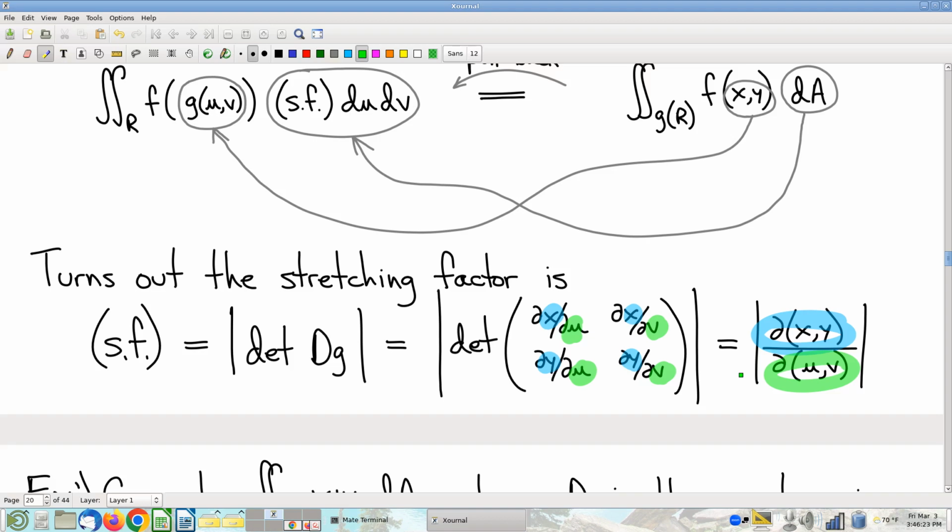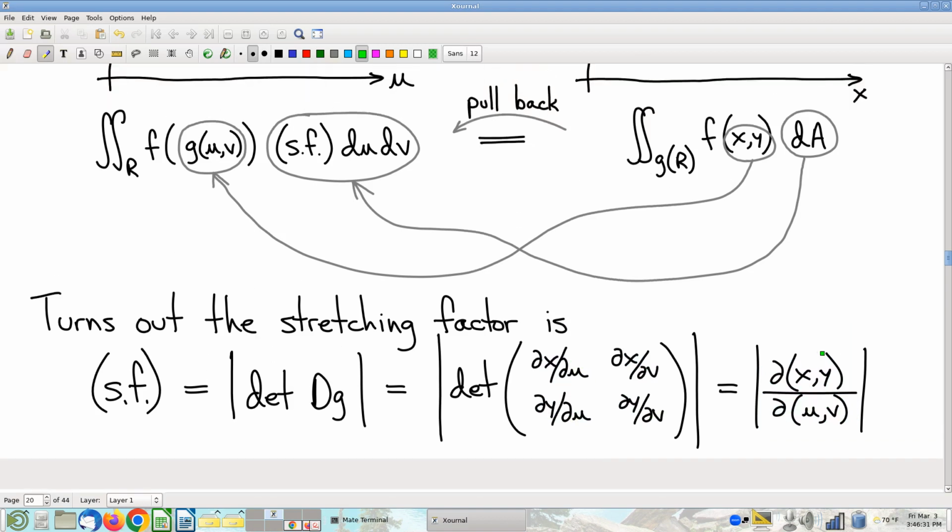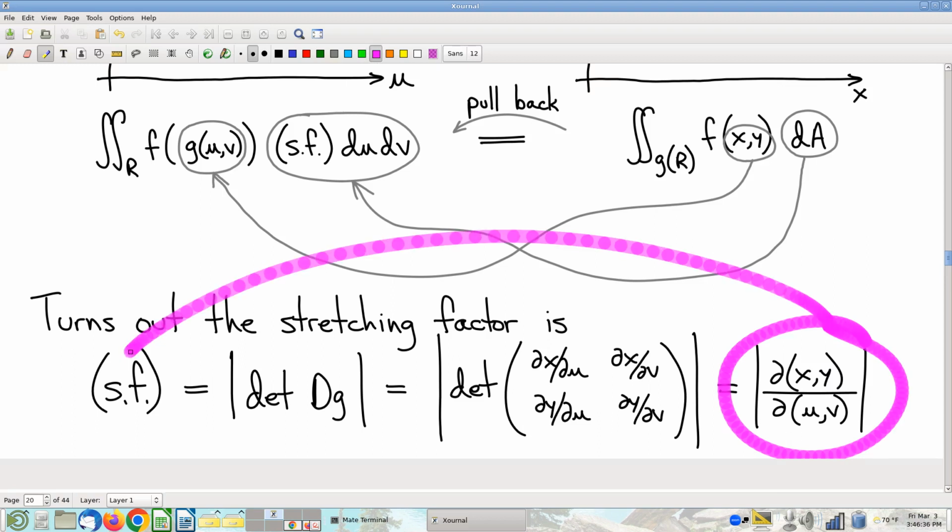Now here's something really nice about it, and this is one of the reasons that I really like this notation. If you were to take this notation for the stretching factor and stick it into there, look what happens.